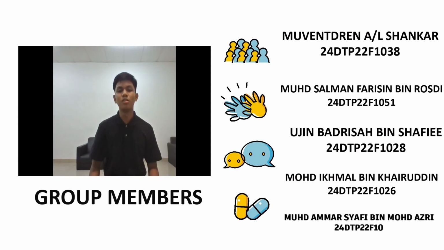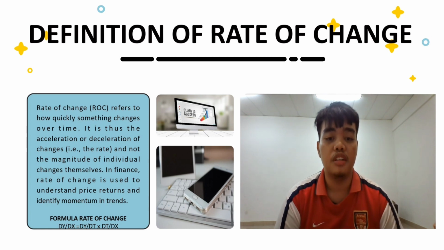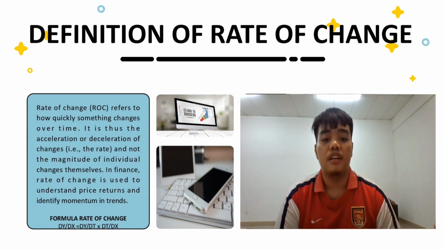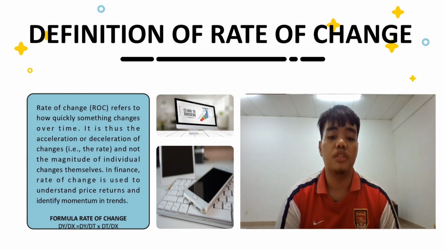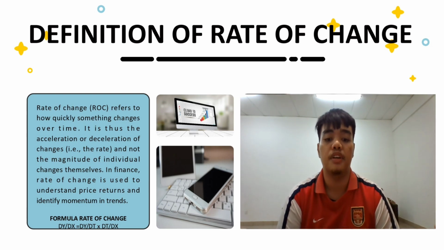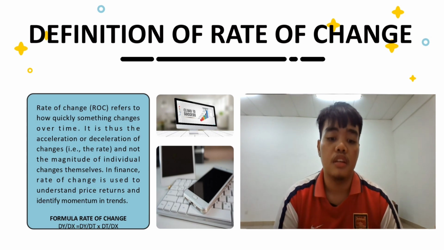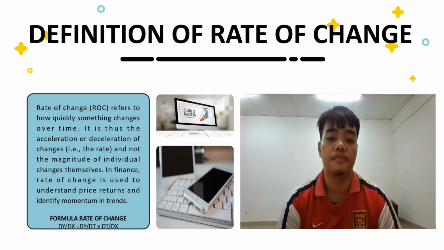We're going to do a presentation about differentiation based on engineering. So the definition of the rate of change: rate of change refers to how quickly something changes over time. It describes the acceleration or deceleration of change and not the magnitude of individual changes themselves. In finance, rate of change is used to understand price, return and identify momentum in trend. The formula for the rate of change is dy/dx equals dy/dt times dt/dx.